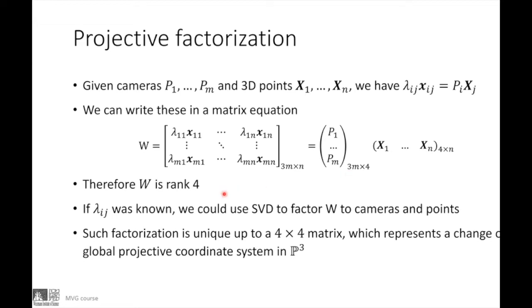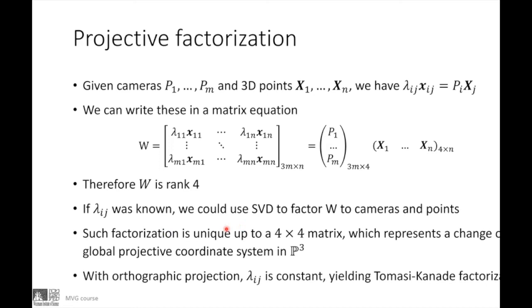Okay, but the problem is, of course, that lambda ij is not known. It is known, or it is constant, essentially in the orthographic case, and that yields a Tomasi-Kanade factorization that whoever took the introduction course saw. I'm not going to tell you about Tomasi-Kanade factorization. If you don't know it, it doesn't matter. But in the projective case, we need somehow to find lambda ij. And the question is how to do that.